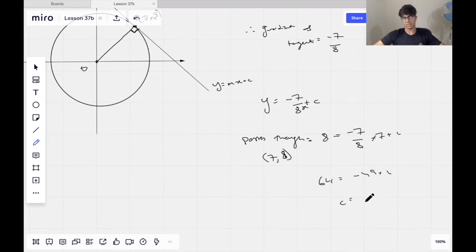So c is equal to 64 plus 49, which is equal to 113. Yeah, c is equal to 113. So then the equation of the tangent becomes y is equal to minus 7 over 8 x plus 113.